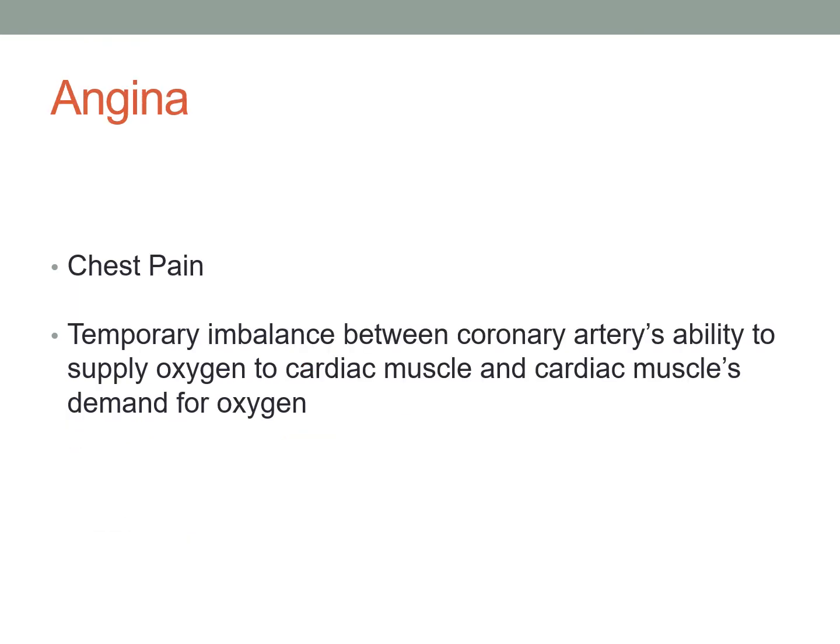All right, so let's talk about angina. What is it? It's chest pain. It can be a temporary imbalance between the coronary arteries' ability to supply oxygen to the cardiac muscle and the cardiac muscle's demand for oxygen. So basically it's saying that your cardiac muscle is not getting the oxygen that it needs. It's a temporary imbalance of the ability to receive enough oxygen that it needs, okay? And if your heart muscle is not receiving adequate oxygen or blood flow, you can have chest pain.